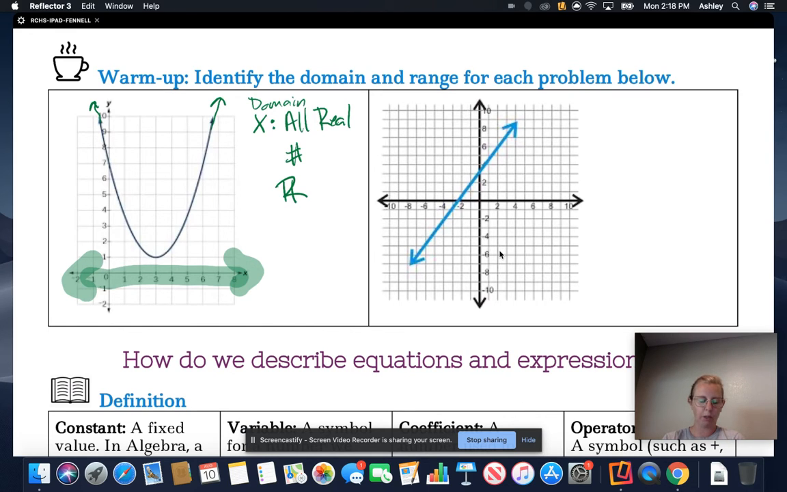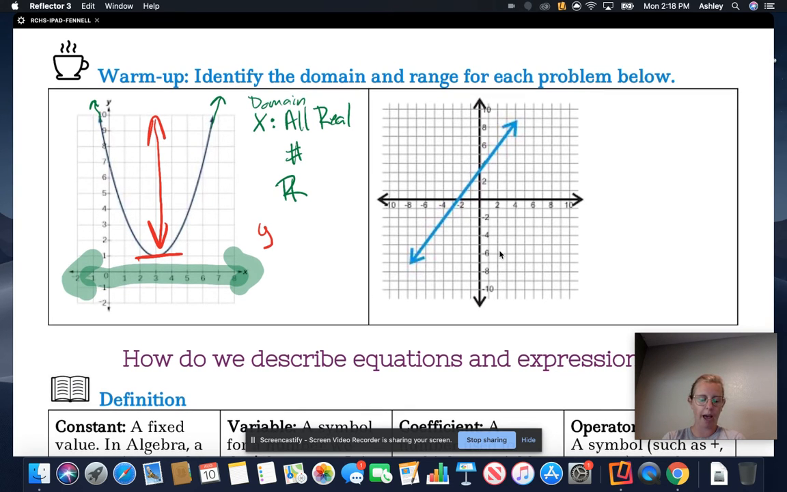Well, for the range we're looking up and down as we look at this graph. Is there a minimum value? Is there a maximum value? Bottom, top, what are we looking at here? If I look right here, I can see that I have a minimum point. So this graph comes down, hits that bottom minimum point, bounces back up. So there is a limit to what y can be. It doesn't go forever in the negative direction.